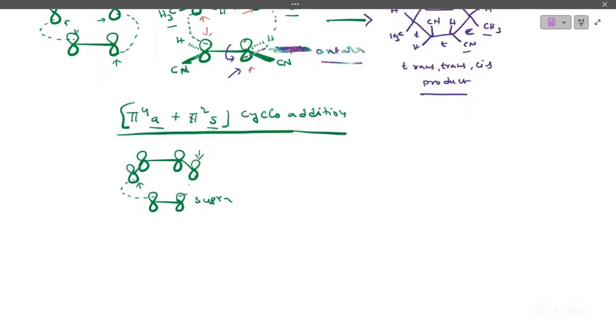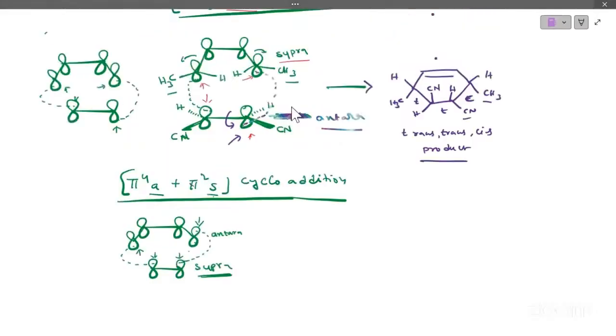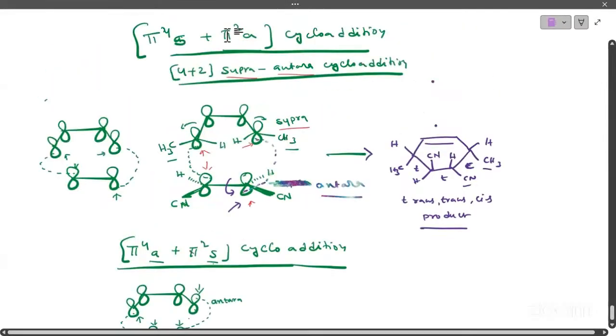With respect to the second pi system, both are supra. Already this lobe is involved in the interaction. The second lobe should be on the same side. Therefore, the interaction is with opposite lobes. With respect to the first pi system it is antara. With respect to the second pi system it is supra. Now, coming to the products, example and product. Here I am going to take this same product.